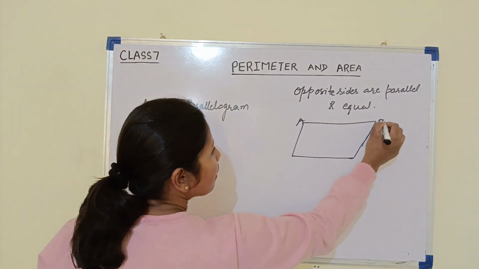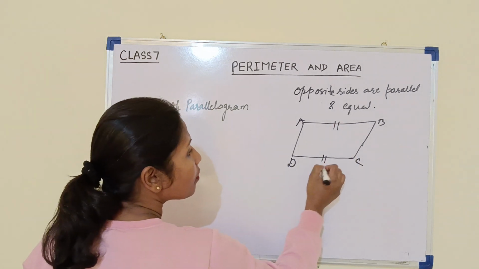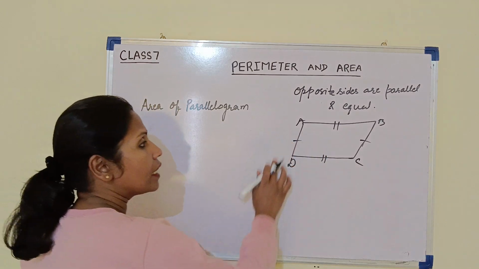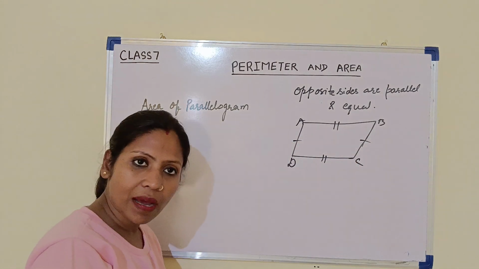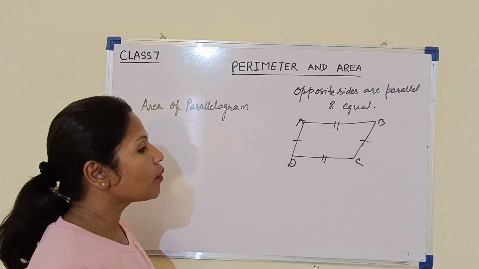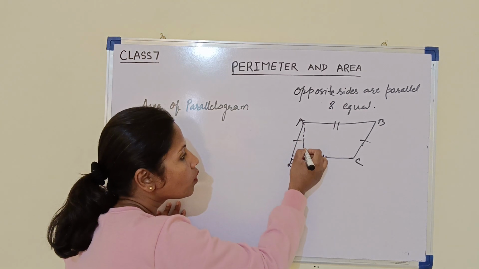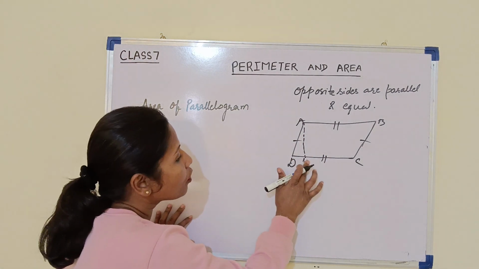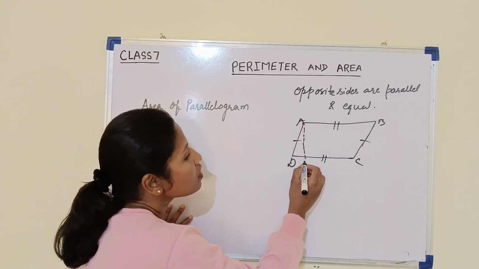Suppose ABCD है तो AB and CD will be parallel, AD and BC will be parallel, and AD equal to BC and AB equal to DC. This is the property of parallelogram. So you have to find the area of this. Then we have to draw a perpendicular from one vertex to the opposite side.